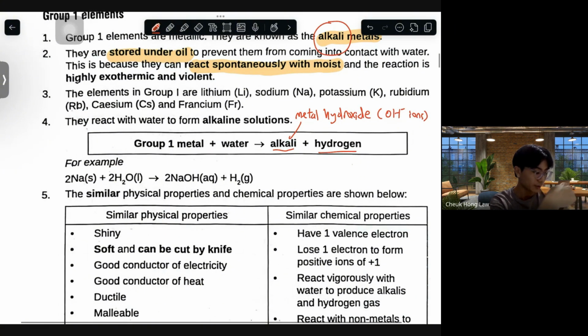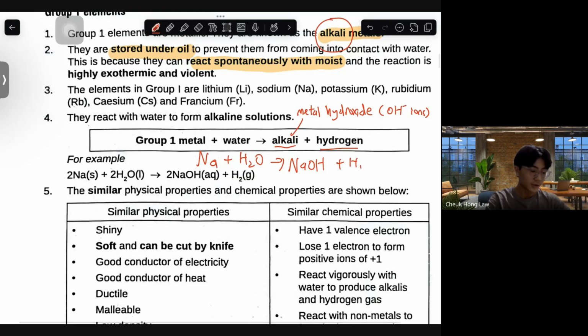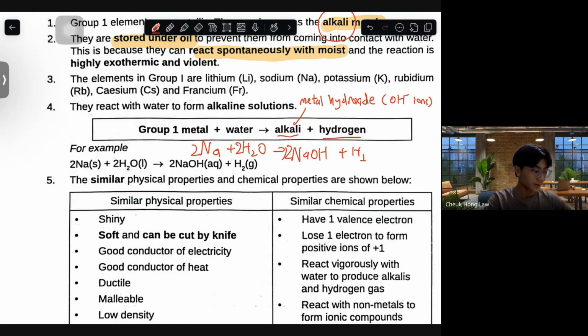Let me give you an example. One of the group 1 metals is sodium. Sodium reacts with water to form the alkali. Your alkali is a metal hydroxide, so it will be sodium hydroxide. Your metal is sodium and hydroxide is OH, so NaOH. And then hydrogen will always be another byproduct. So group 1 metal plus water gives you alkali and hydrogen. Then all you need to do is balance the equation, and that is your equation for reaction with water.